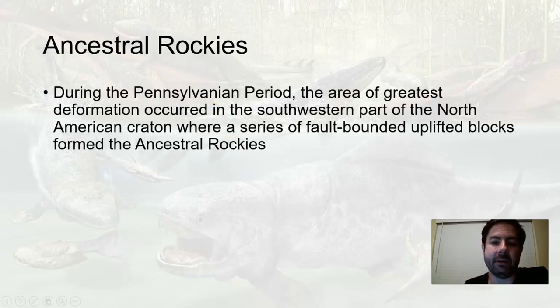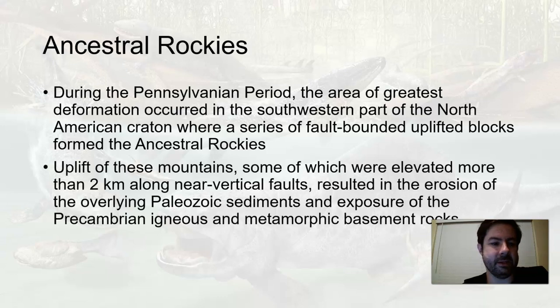During the Pennsylvanian period, the area of greatest deformation occurred, again, in the southwestern part of North America, with these fault-bounded uplifted blocks, the Ancestral Rockies. Some of these mountains were uplifted more than 2 kilometers, which is about 1.25 miles. Can you imagine that? And again, it's not all of a sudden. This is over millions of years, but as things are colliding, things are moving. So this area gets thrust up 1.25 miles into the air. That's basically like taking Phoenix and raising it as high as Flagstaff. Actually, it'd be higher than that.